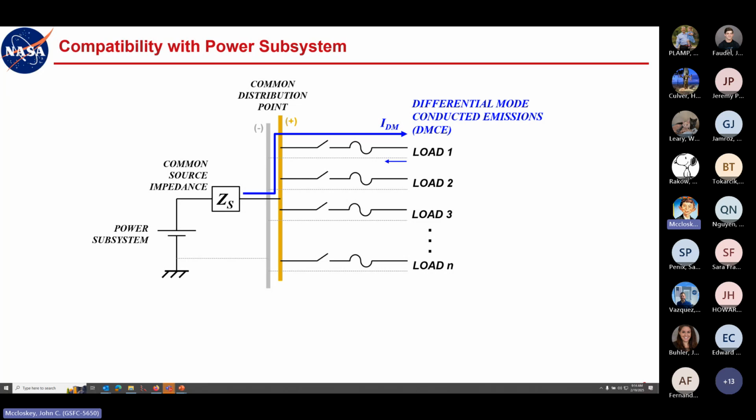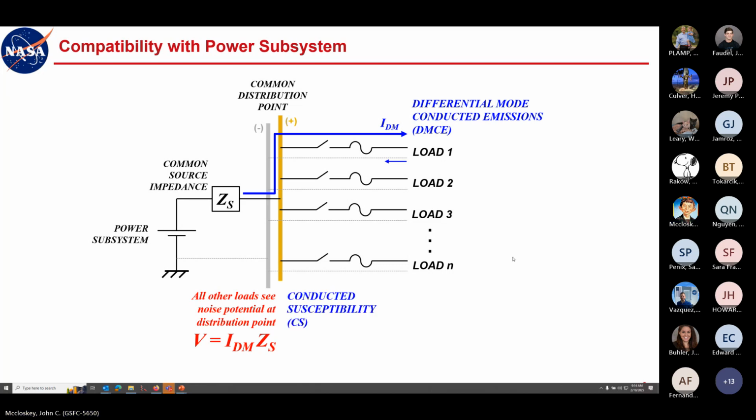So the combined differential mode conducted emissions, the combined current from all of these loads, is going to put some noise potential at the distribution point. And this really is the total differential mode current times your common source impedance. And that's going to give you the total noise potential at the distribution point that everyone will see. And so that forms the basis of your conducted susceptibility limit.